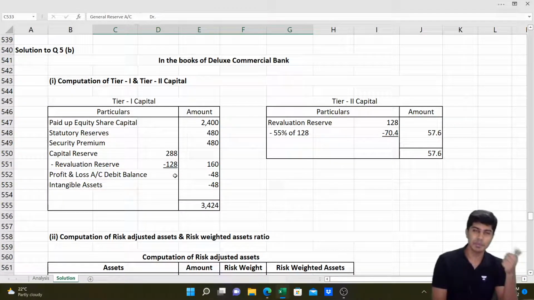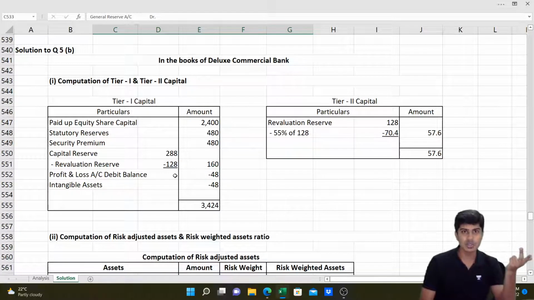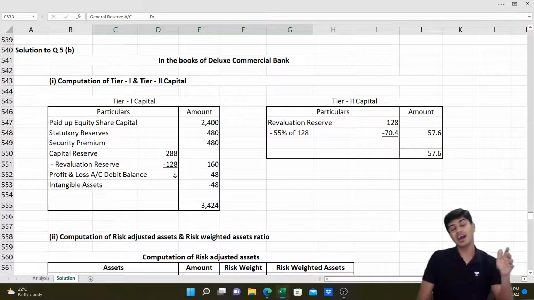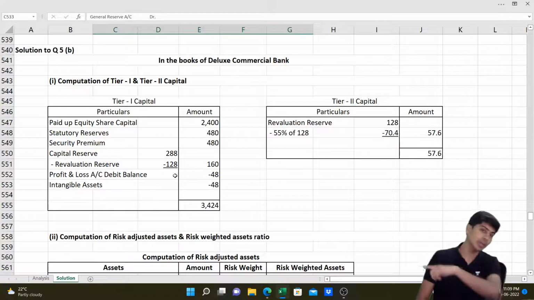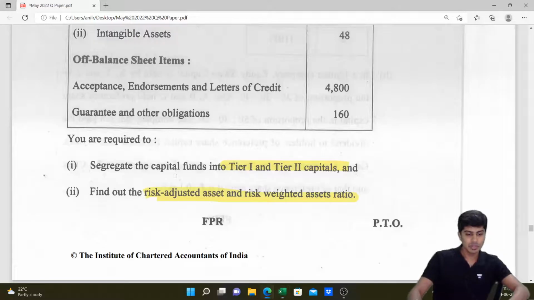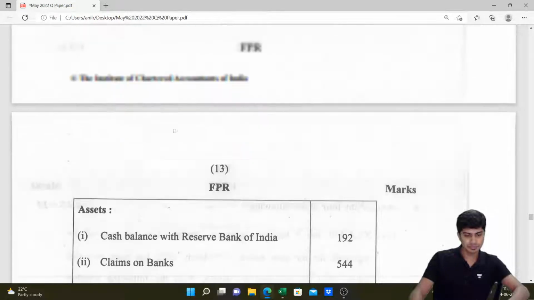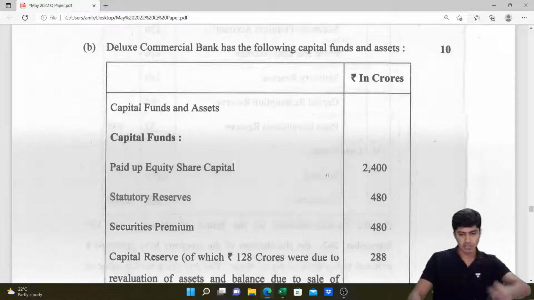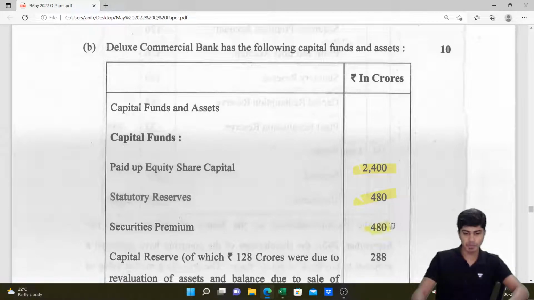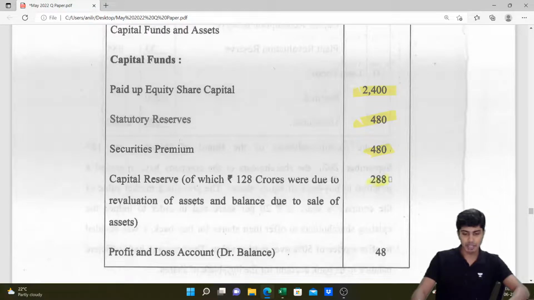Tier 1 capital means there will be paid up capital, free reserves, all disclosed reserves will come, and statutory reserve will come. However, capital reserve will not come to the extent it is revaluation reserve. If there is revaluation reserve, it will be taken after discounting 55% in tier 2 capital, but not in tier 1 capital. So here we have paid up capital 2400. This will be tier 1, statutory reserve 480 tier 1, security premium 480 tier 1, 288 in which we eliminate 128 and the balance will be taken as tier 1, and we deduct this 48 from tier 1 capital.